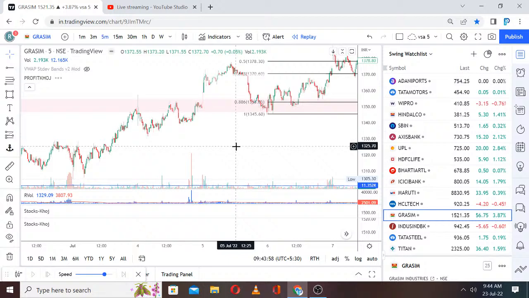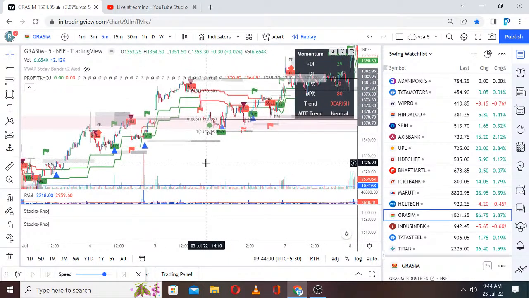So this was the breakout. This is a test area. You can see the buy signal with flag is here. You can enter here. This is how you trade breakout test continuation. The stop loss will be below this area.